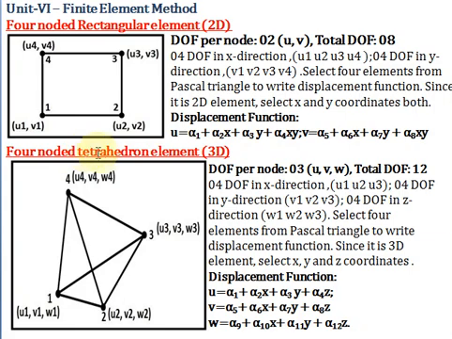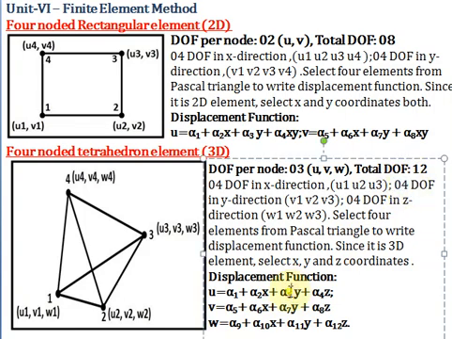Now the 4 node tetrahedron element is a 3-dimensional element. As it is a 3-dimensional element, at each node there will be 3 degrees of freedom. So 4 nodes are there, 4 into 3, so the total degree of freedom will be 12. Okay. So 12 divided by 3 is equal to how much? 4. So again you have to select the 4 values.